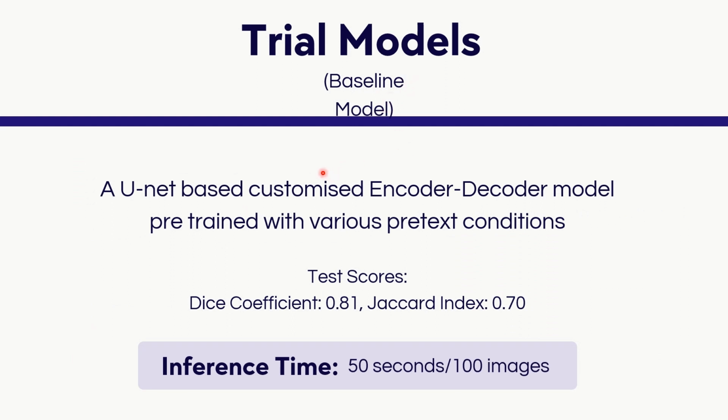First, the trial model which we used was a UNet-based customized encoder decoder model, which was pre-trained on a very high amount of pretext conditions. We merged all the pretext conditions and tried to recreate the original image. That's how we trained the encoder part, and then we fine-tuned the encoder decoder part using the limited amount of samples available. We were able to get a dice coefficient of 0.81 and a Jaccard coefficient of 0.70, with an inference time of 50 seconds per 100 images.